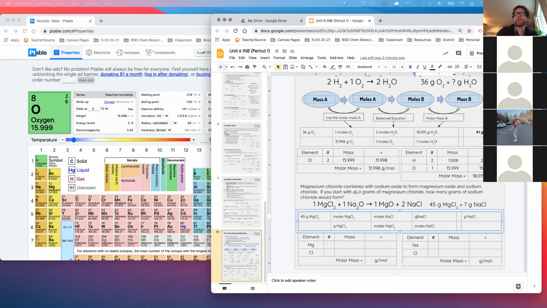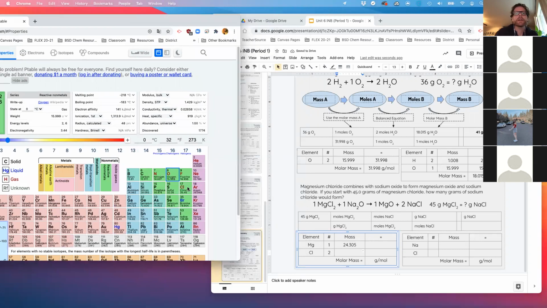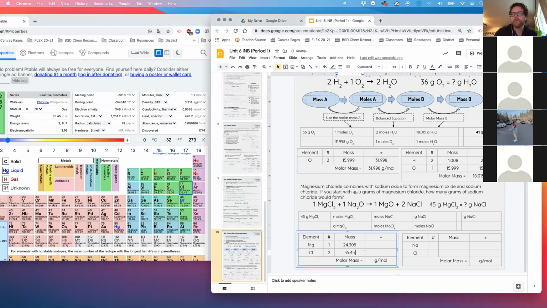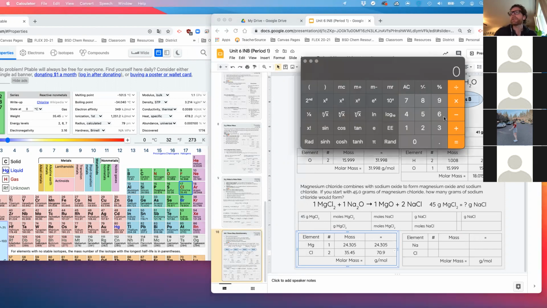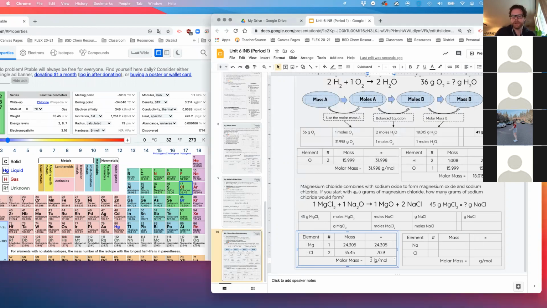So for MgCl2, I have 1 Mg and 2 Cl's. See, it's MgCl2. My mass for Mg is 24.305. My mass for chlorine, I'm going to look over here, is 35.45. 1 times this is 24.305. This one right here is 70.9. And I'm going to add these together. And I get 24.305 plus 70.9 equals 95.205.